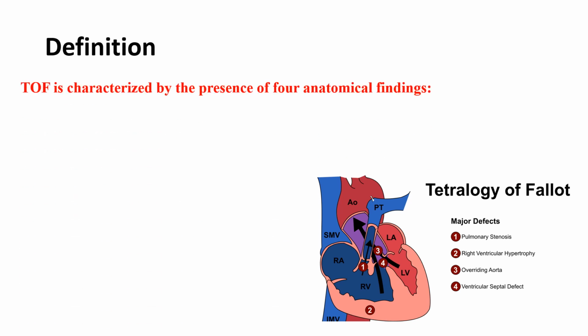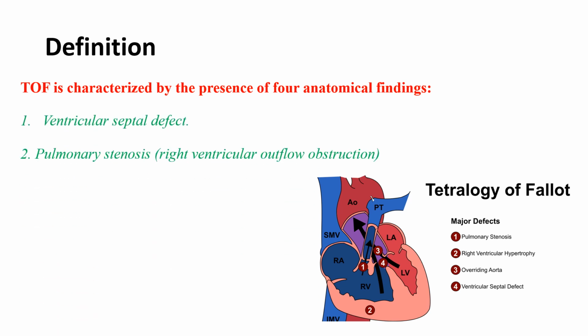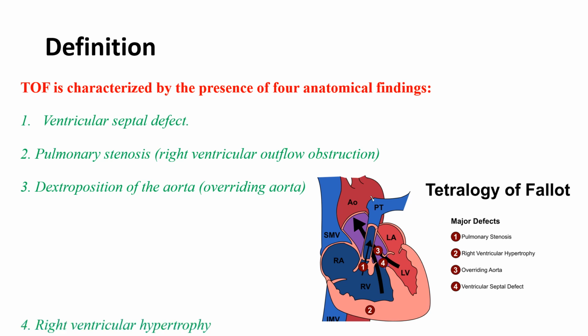TOF is characterized by the presence of four anatomical findings. Those are ventricular septal defect, pulmonary stenosis, which causes right ventricular outflow obstruction, dextroposition of the aorta or overriding of the aorta, and right ventricular hypertrophy. These are the major defects found in Tetralogy of Fallot that make it tetra.